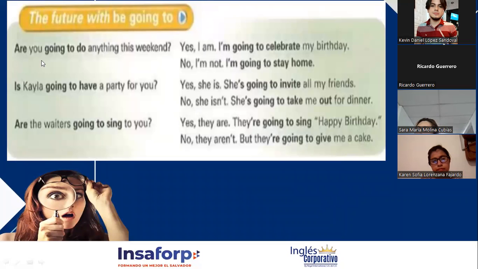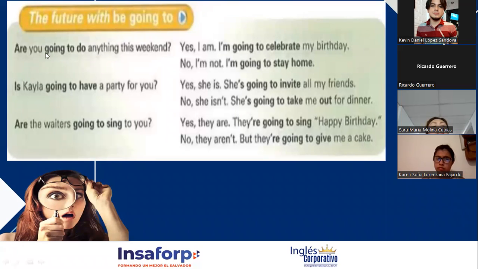We're going to start talking about the future using the verb to be plus the auxiliary going to. Vamos a empezar a hablar del tiempo futuro simple, utilizando el verbo to be y el auxiliar going to, ¿ok? Hay más de una forma de hablar en futuro. En el idioma inglés tenemos hasta tres formas de expresarnos en futuro. La primera es esta, utilizando el verbo to be y el auxiliar going to, ¿ok? En este escenario, esa combinación del verbo to be y going to, todo se vuelve un auxiliary para hablar en futuro.